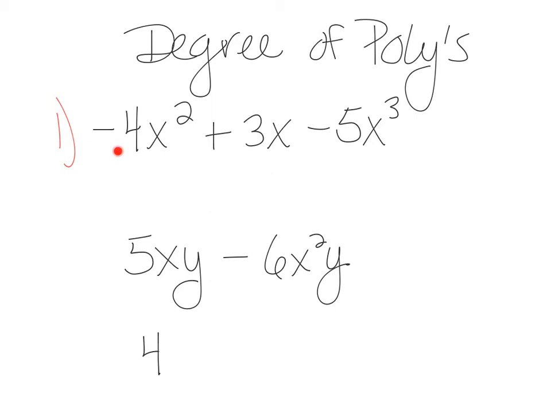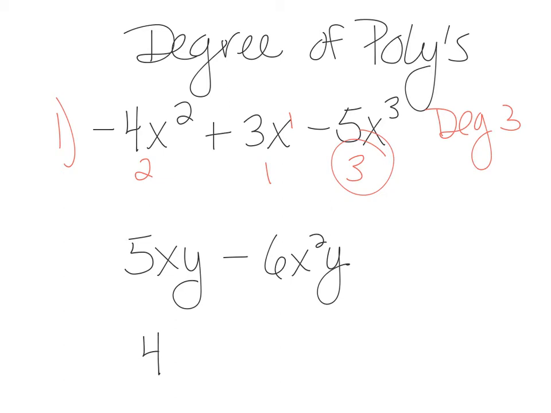So looking at the first term, negative 4x squared, the degree is the power, so that has a degree of 2. The next one, 3x, remember we talked about there's like an imaginary 1 there, so this is a degree 1. And negative 5x cubed is a degree 3. So this entire polynomial is a degree 3 because that's the highest one.